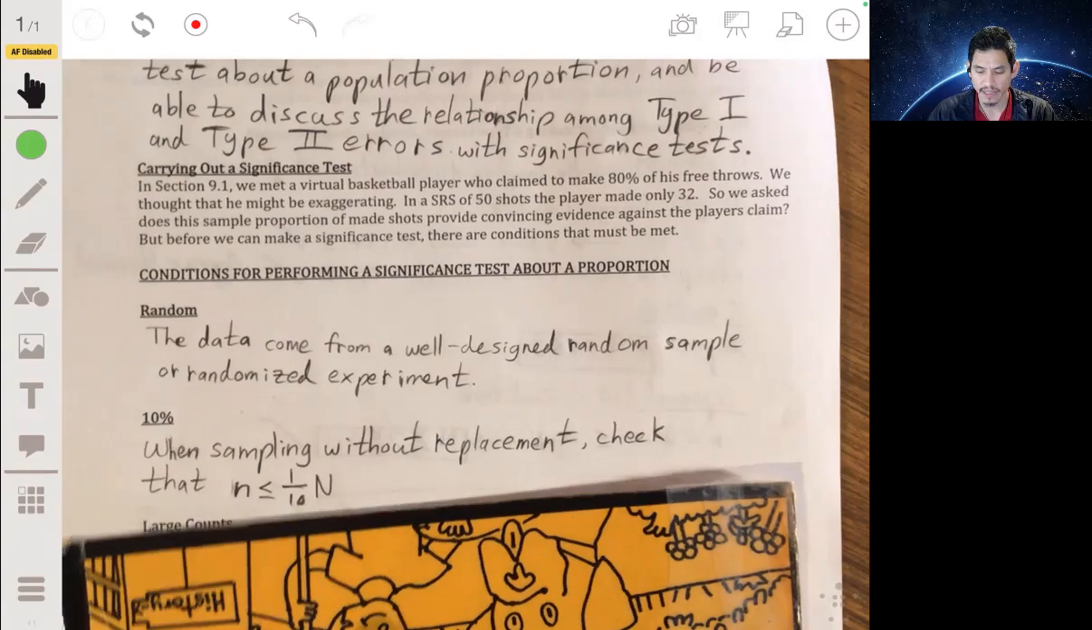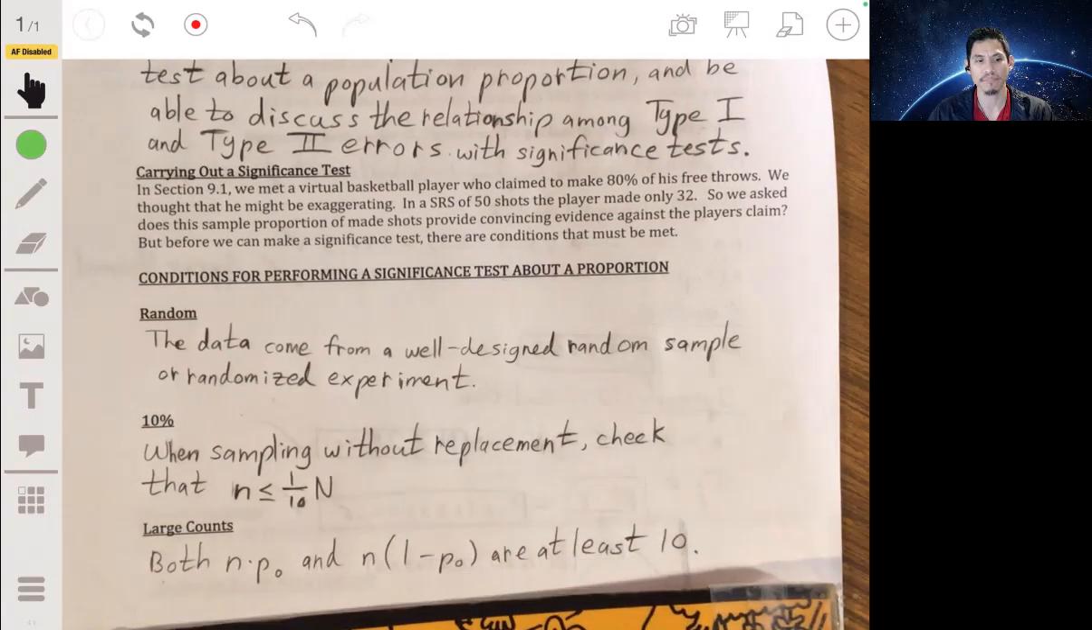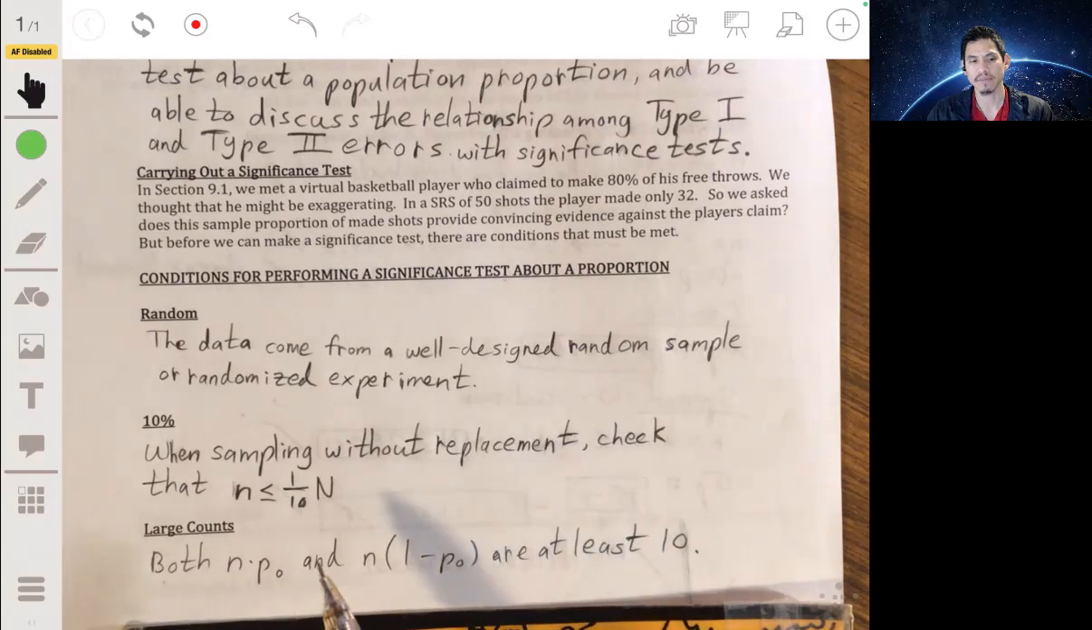And then the large counts condition. Both n times p naught and n times 1 minus p naught are at least 10. And when we say p naught, it's basically what the null hypothesis value for proportion would be. That's what that little 0 or "naught" represents, null hypothesis or H0. Make sure that they're both at least 10.